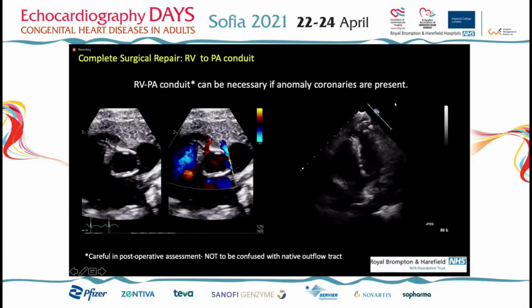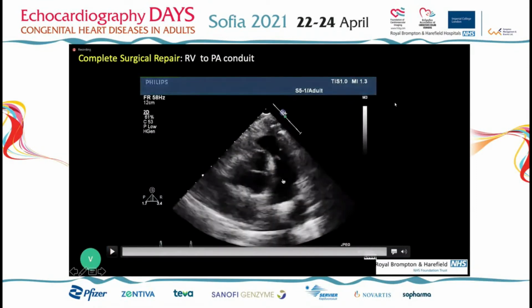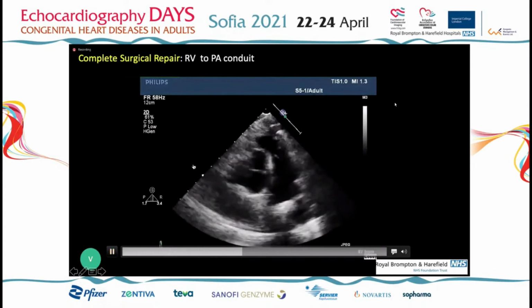And this is another example of a child who had an anomalous left anterior descending coronary artery arising from the right coronary artery crossing the RVOT. In this case, we have inserted a right ventricular to pulmonary artery conduit that I will show you in this video. It's much more anterior than we would expect, but in this case it's working well, and you just have to be aware when you do the scan that this patient might have two outflow tracts.